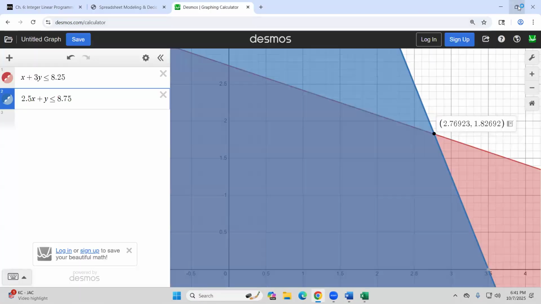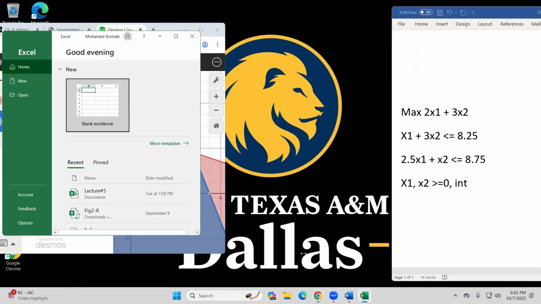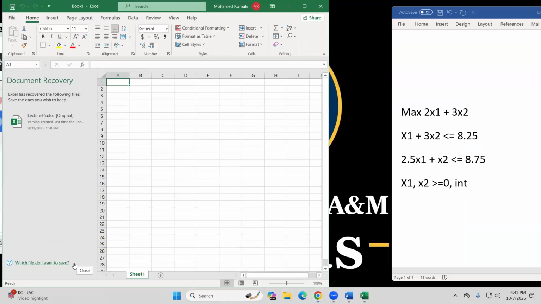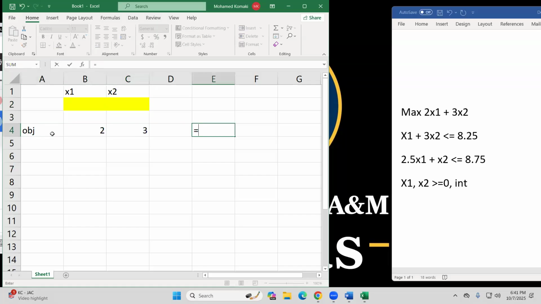So these are the constraints of this problem, right? This is the description of this problem. We have maximization of x1 and x2. So here we define x1 and x2. These are my decision variables. My objective function, the coefficients are 2 and 3. So I calculate the objective function, which is the sum product of decision variables, right?